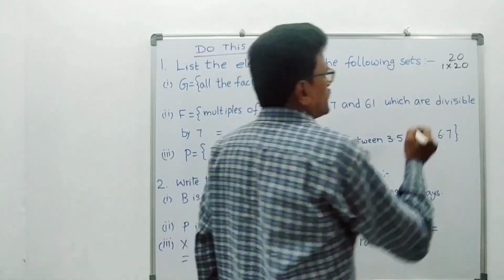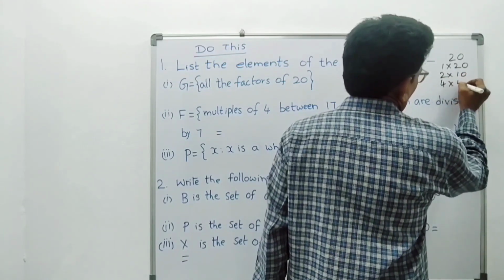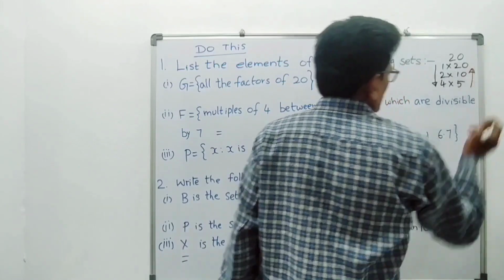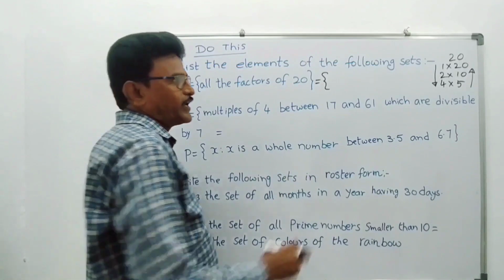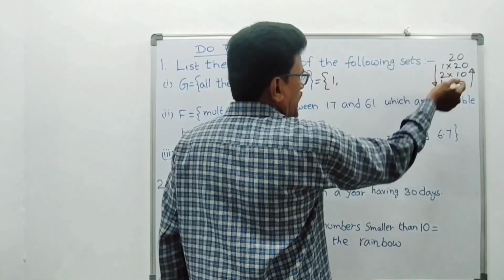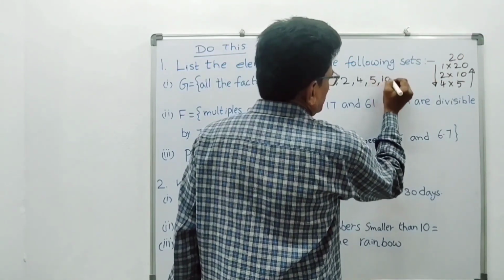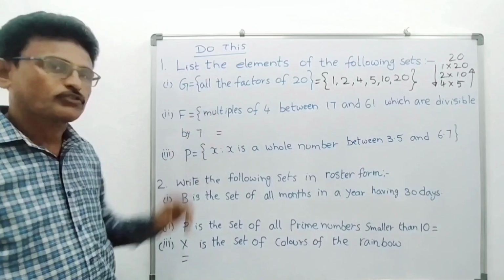1 into 20. Now in the 2 table, 2 into 10. Now in the 4 table, 4 into 5 is 20. So write all these and also these numbers, that are the factors. So what are the factors? Factors of 20 starting from 1: 1, 2, 4, next 5, 10, 20. These are the factors of 20.